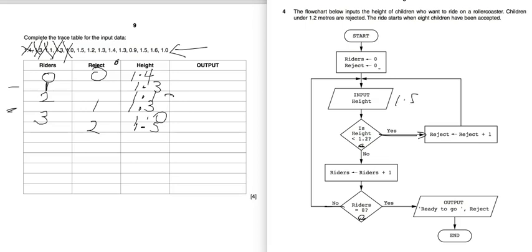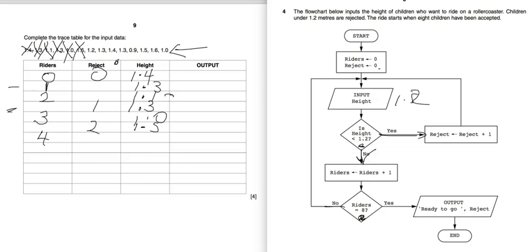Is the height less than 1.2? No, it isn't. So the riders equals riders plus 1, which is going to be 4. Okay, we can cross that one out. Is the riders equal to 8? No, it isn't. So we input the next one. Sorry, it's 1.2. Thought I just missed one out there.